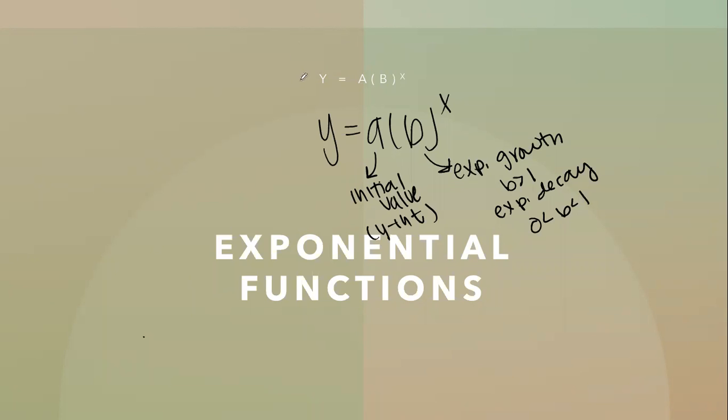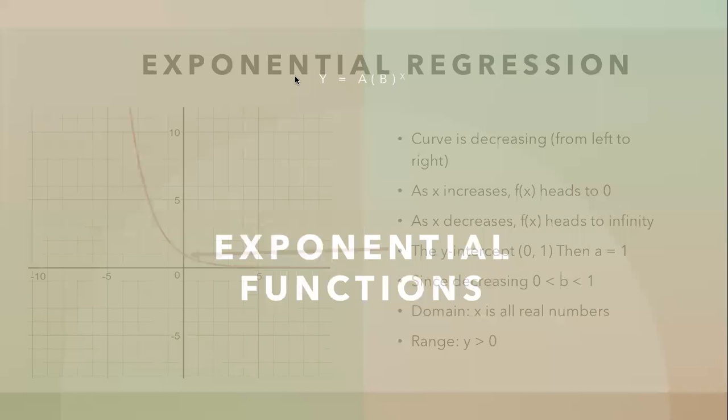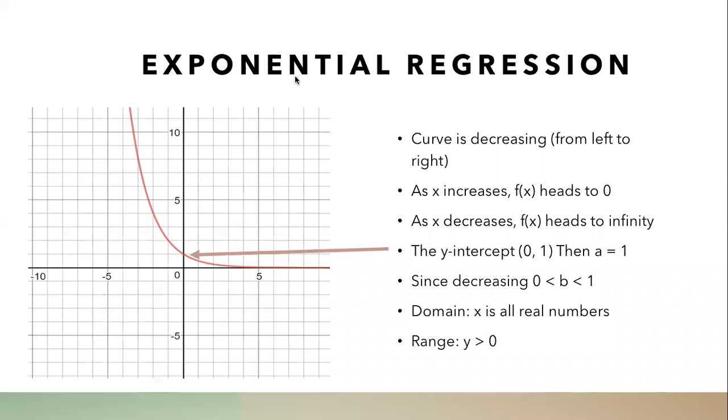Okay, so remember the b value, inside the b value is that r value, that percentage. We'll go over that in a minute. So what we need to remember about exponential functions: is this exponential growth or exponential decay? Decay, because this is going down from left to right. So I know my b value is between 0 and 1. What's the a value? 1.